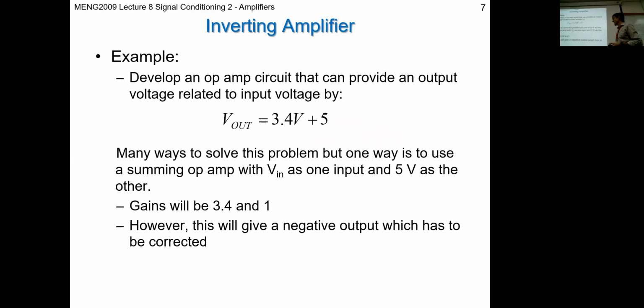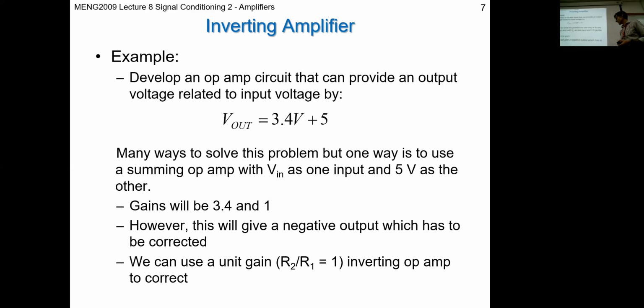However, this will give a negative output, which we then have to correct. And there's a way we can do that. We can just use another op-amp, another inverter amp, but with a gain of what? A gain of 1, right? So you just flip it. So we can use a unit gain inverting op-amp to correct this inversion and get it back to what we want it to be and get this equation.